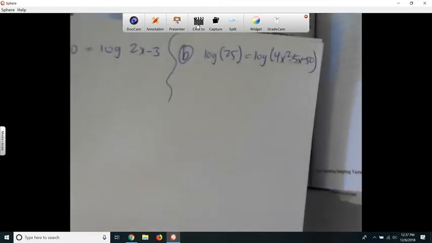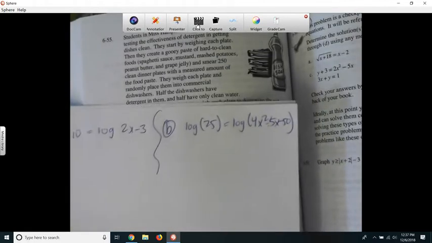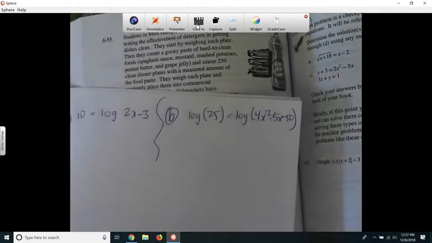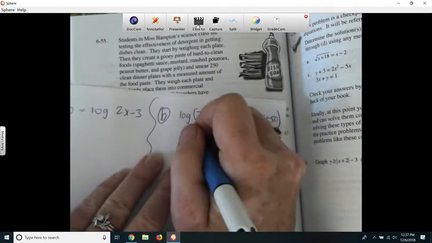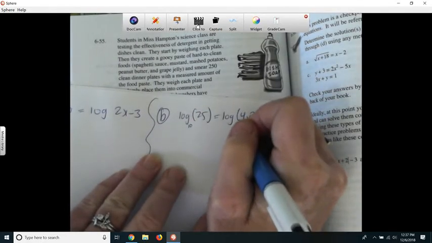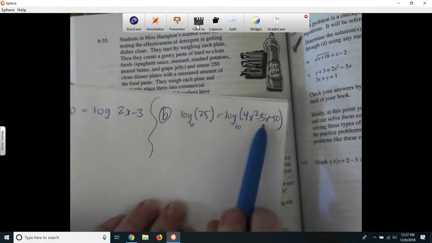So for letter B, we have log 25 equals log of a quadratic, 4x squared minus 5x minus 50. Oh, okay. So this one's nice because it's like two problems in one, and all teachers love that. So you might have learned from the problem previous to this that if these are the same base, they're both base 10, you can just set these arguments equal to each other.